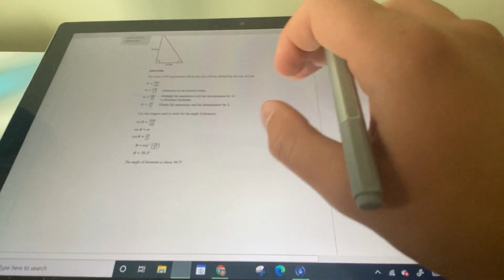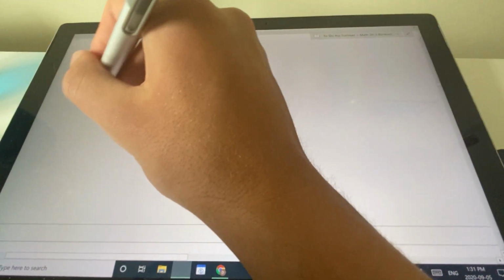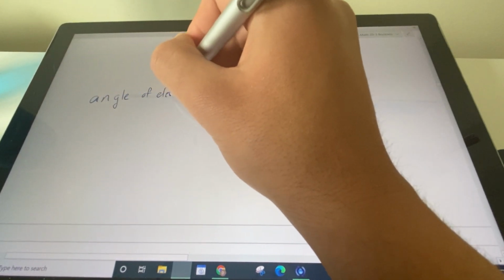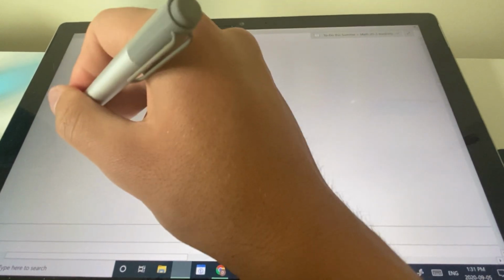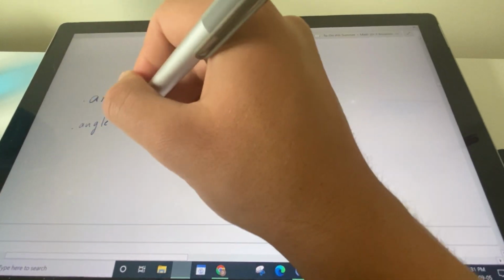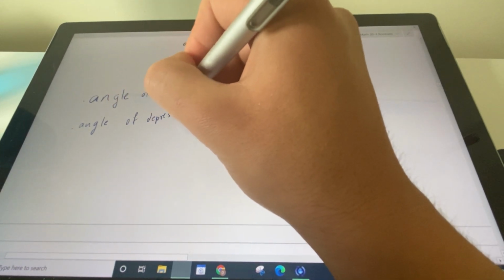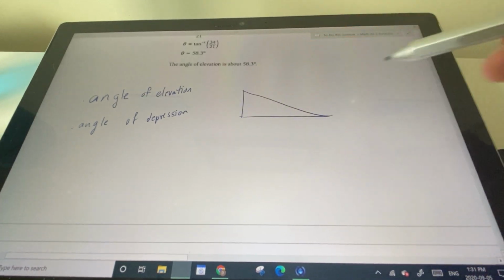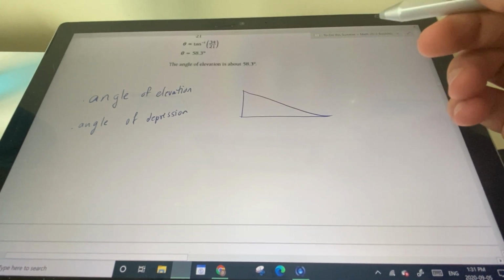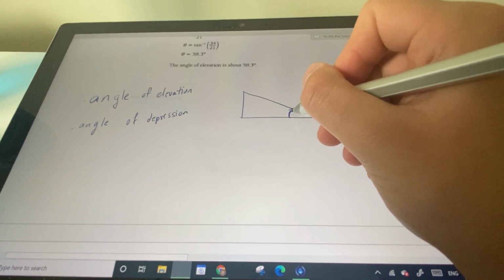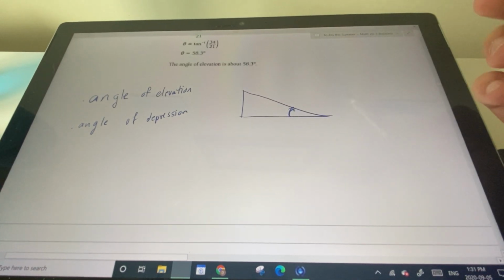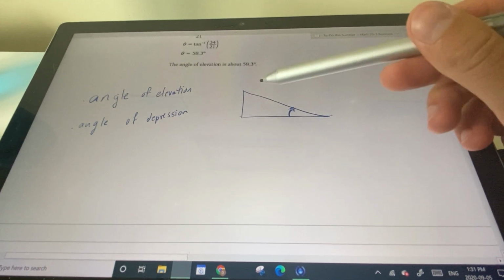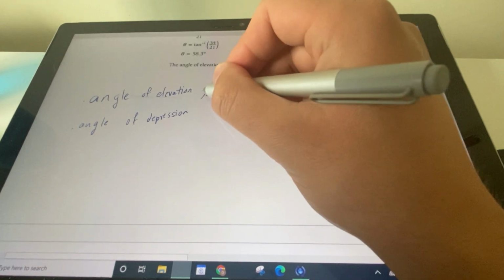Now, you need to know two new words. We need to know angle of elevation and angle of depression. What are these things? Well, angle of elevation, if we draw a triangle out here, think about elevation, okay? This is our angle of elevation. An angle of elevation is something where you have a horizontal and then you rise a leg up. So this is the angle of elevation.